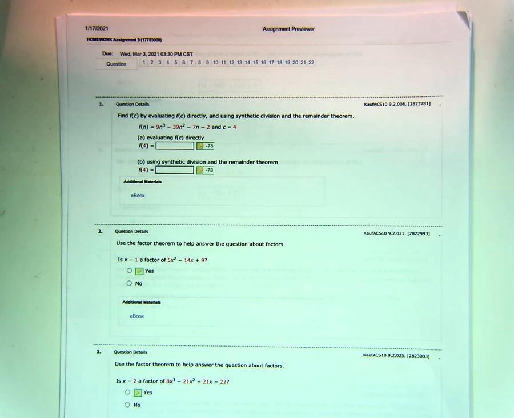Because this is dealing with quite a bit of synthetic division, and because of time, I won't be able to cover all of the examples from homework 9. So ladies, gents, individuals, you will have to work on some of these independently.